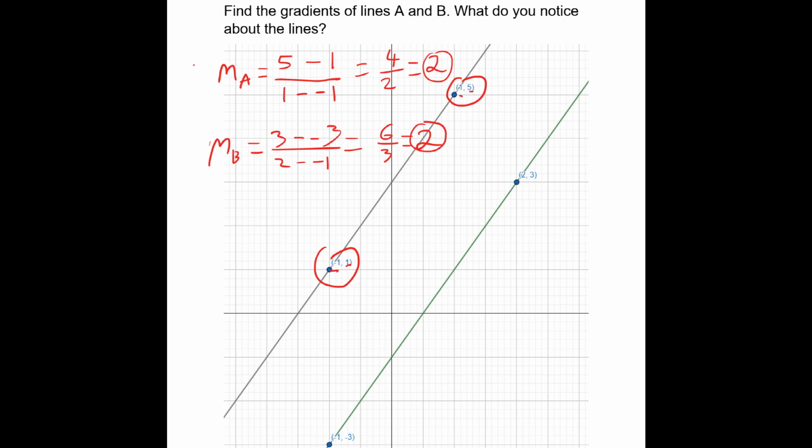And just looking at the lines now, we should notice that these lines are parallel. Remember, gradient just means the slope of a line. So if two lines have the same slope, they should have the same gradient. And if two lines have the same slope, they've got to be parallel lines, as shown.